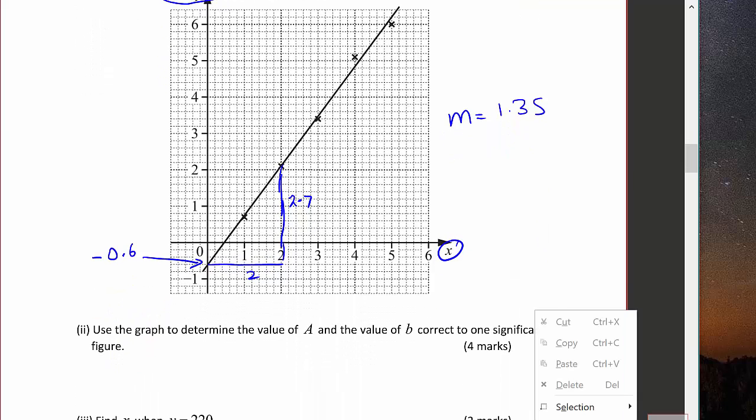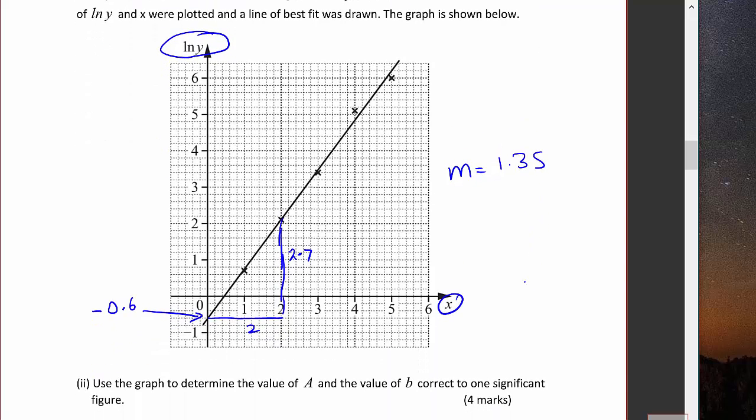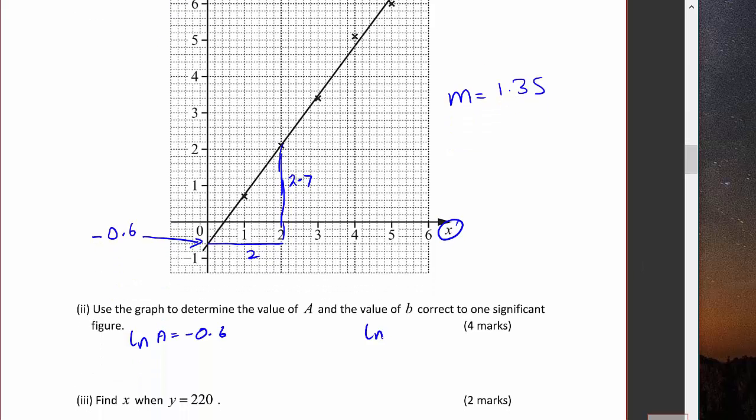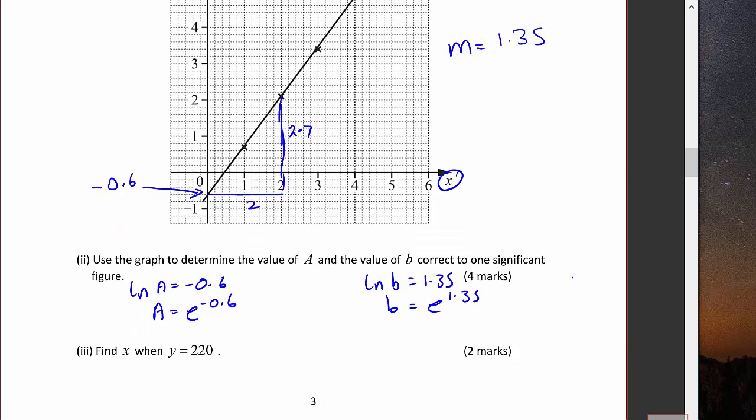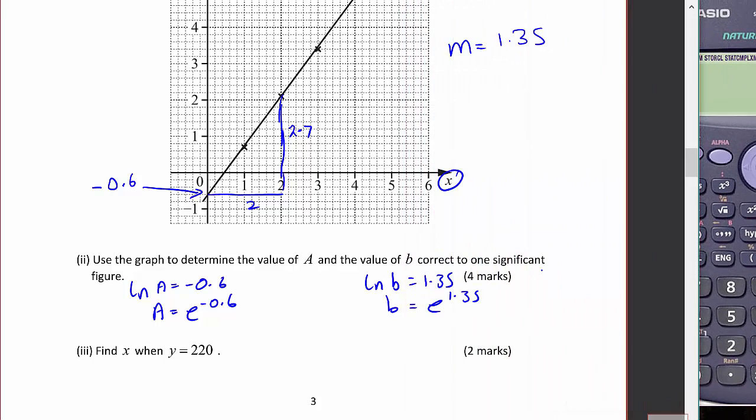So to determine the value of a and the value of b, well, a we know ln a is the intercept, so ln a is negative 0.6, and we know that ln b is 1.35, so a is e to the negative 0.6 and b is e to the 1.35. So we just need to calculate those, and it does say here one significant figure.